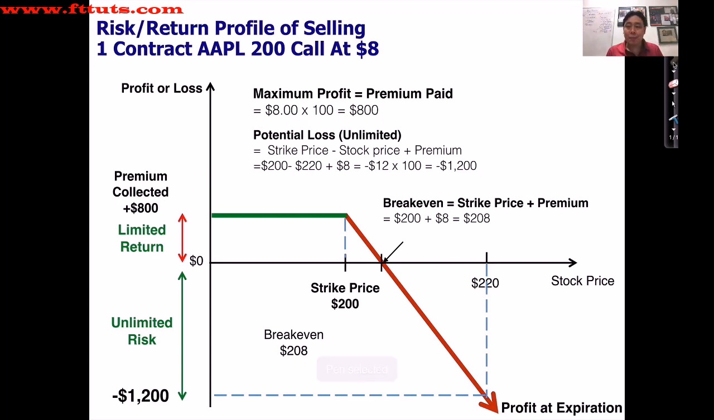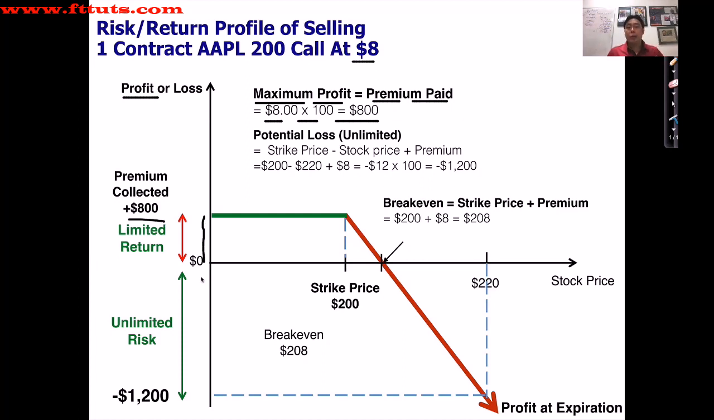When you sell the call, as a call seller, you get a premium. So the maximum profit you get is the premium that you are paid. In this case, $8 times 100 is $800. So your profit, which is above the zero line, is limited to the premium that you collected.